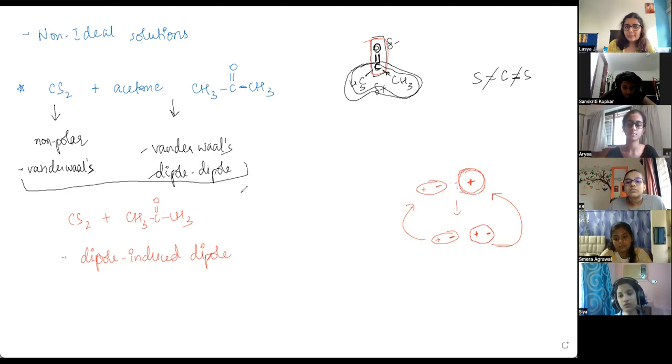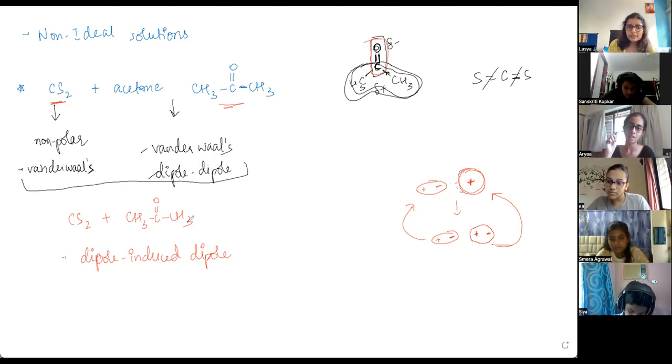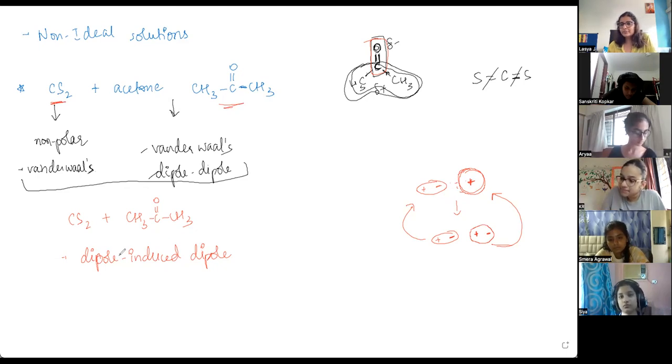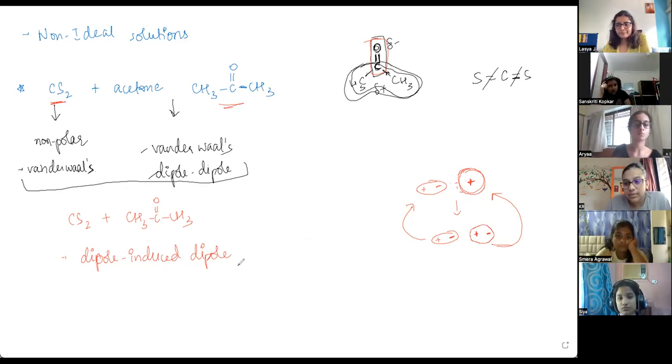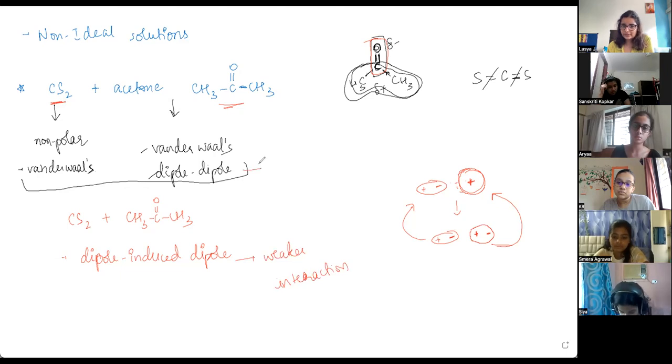Okay, now let's compare individual interactions versus the mixture's interaction. So if you compare dipole-dipole versus dipole-induced dipole interactions, which one is stronger and which one is weaker? Dipole-induced dipole is weaker. This is a weaker interaction, right? As compared to dipole-dipole. Yeah.